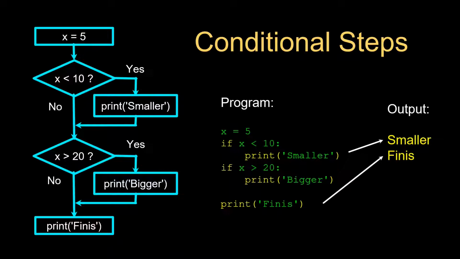Okay, so conditional steps. This is a simple diagram for something that we just did. For x equal to 5, it compares if it is less than 10. If yes, print smaller. It is comparing whether x is less than 10 or greater than 10, something that we just did. And this is just a block diagram. If no, it will compare it to 20, and if it is bigger, and finally, in all cases, it will print finish.